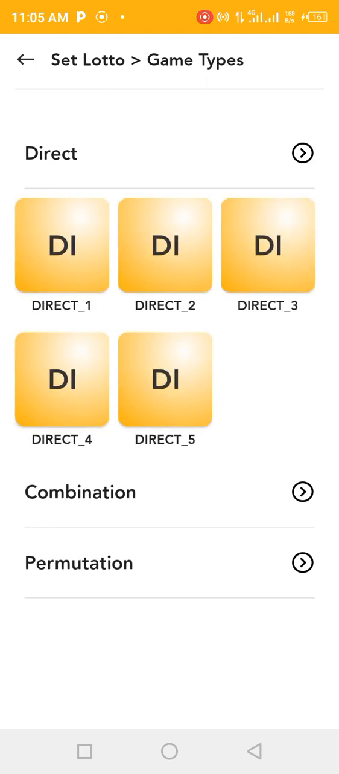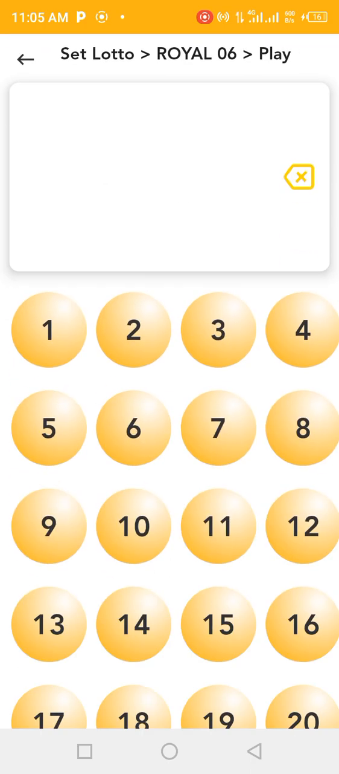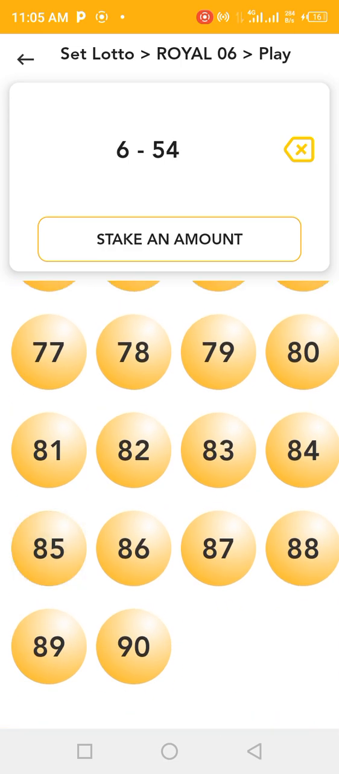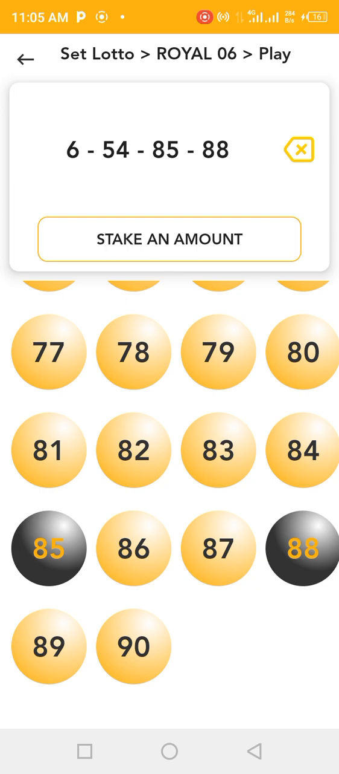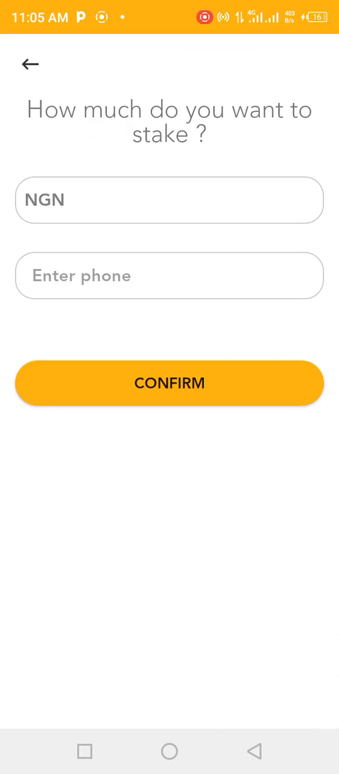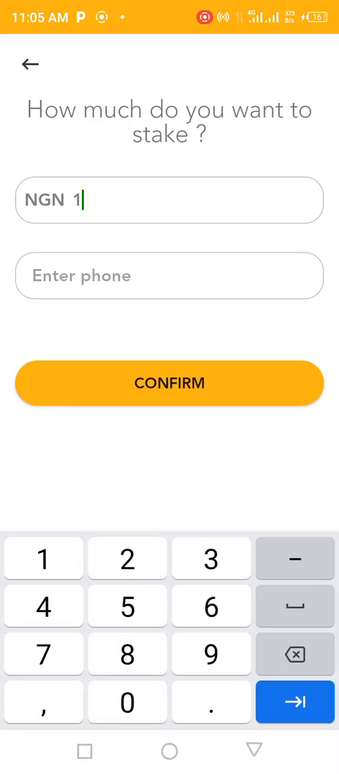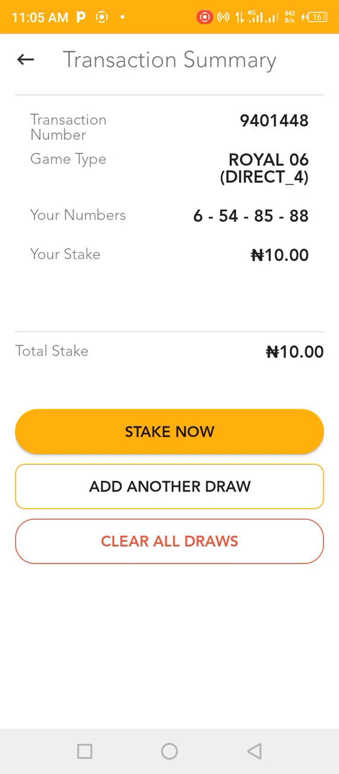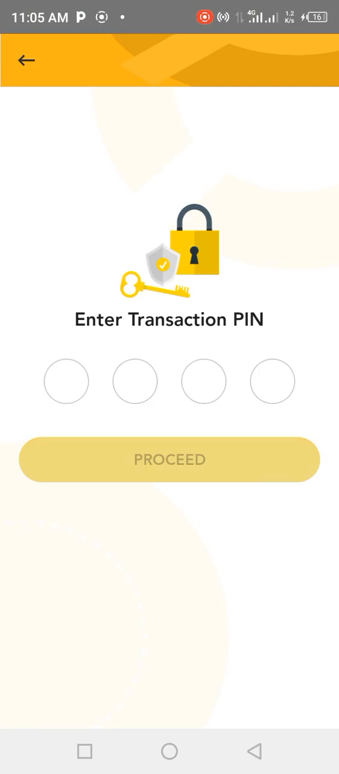Let me play one more. Under direct, let's take direct four. Supposing I pick six, I pick 54, I pick 85, and I pick 88. Those are my direct four games. If they come out, I'm a millionaire, trust me. So stake an amount. Let me stake 10 naira again. This will cost me nothing. Okay, all right, then you confirm. You stake, then you put your PIN.